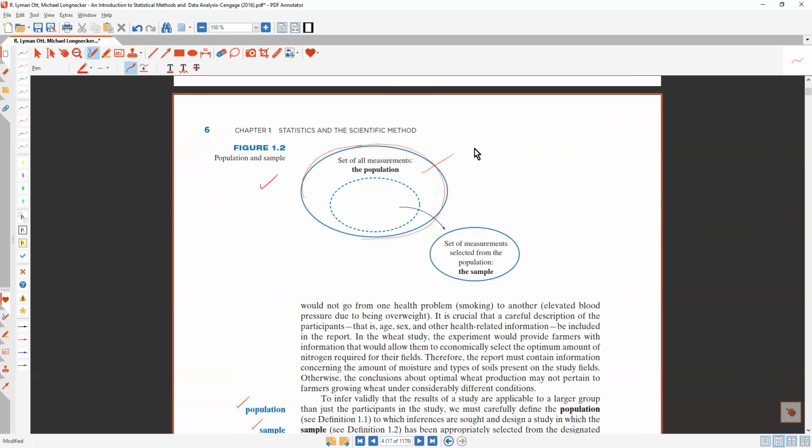And this is what science seeks to know about populations of observations. That's the primary goal. But we can't collect populations usually because why? What do we know about populations? They are usually very, very big. They're very big in size. So we're restricted to studying samples. You get the set of measurements from the population, and that is your sample.